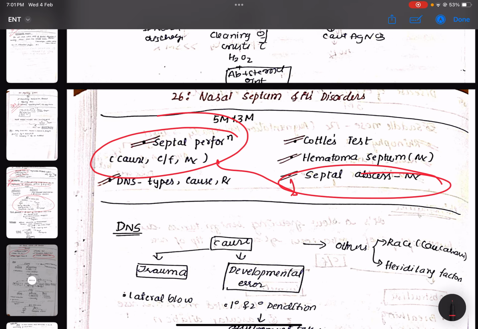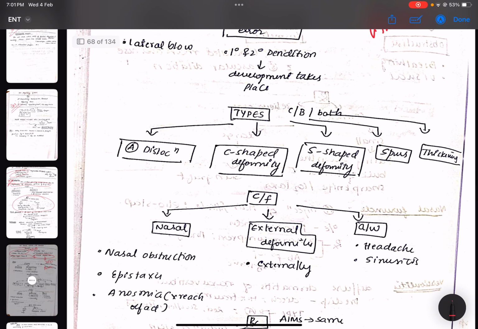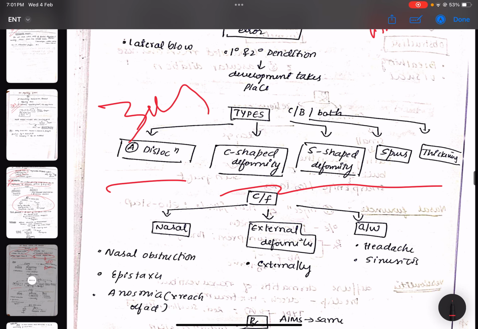So what you do in both cases, in abscess obviously you do incision and drainage and give antibiotic prophylaxis, but in septal perforation what you do is you have crusting and all those things, so you have to prevent it. So that is one of the important things. And also DNS in and out, I think you would have seen. Okay, these are the things which I told can become as independent 3 markers.